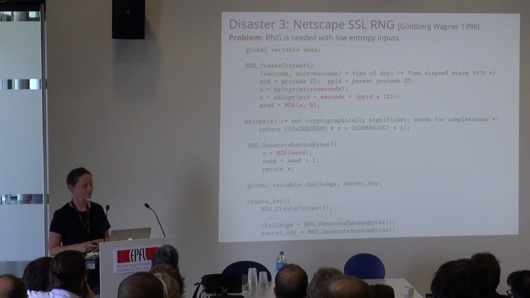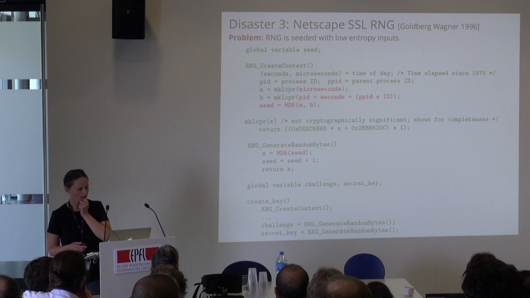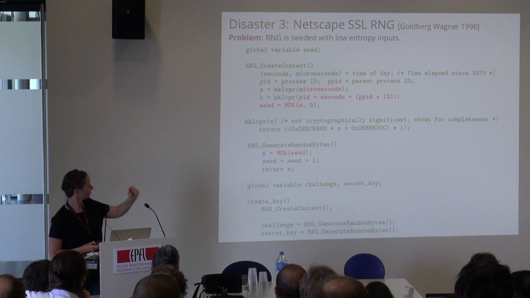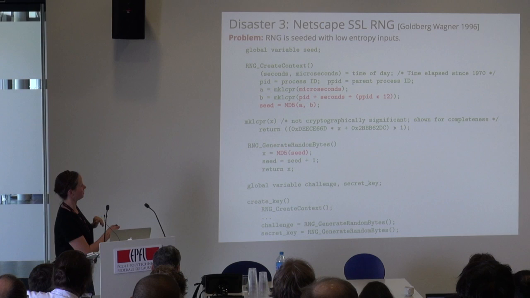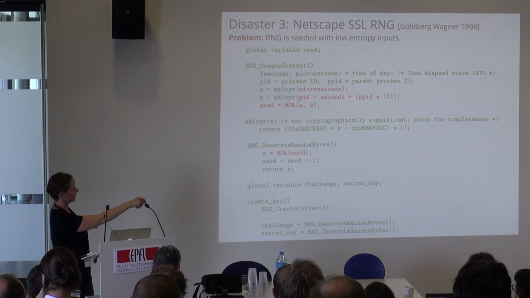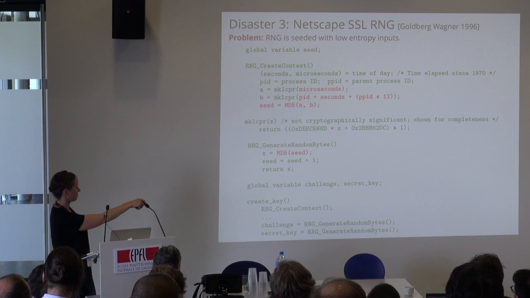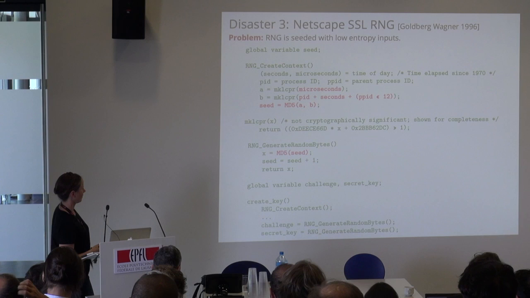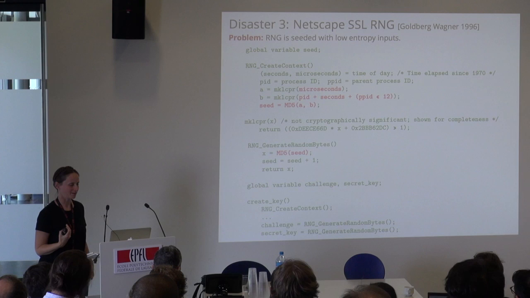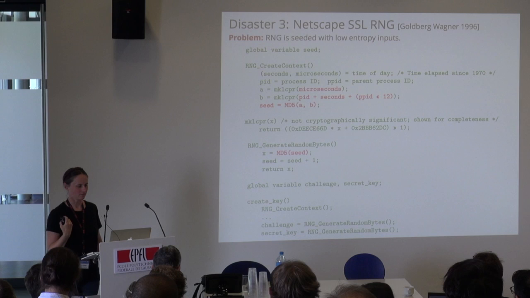So their first SSL implementation, in order to generate the secret keys on the client, was seeding with the following values: the clock time, the process ID, and the parent process ID. They generate a seed by hashing these things, and then they have an RNG that uses MD5, repeatedly hashing it to provide outputs. This is a problem because these items together, if you know approximately what time a connection was initiated, have maybe 40 bits of entropy, which even in 1996 was quite easy for someone to brute force.